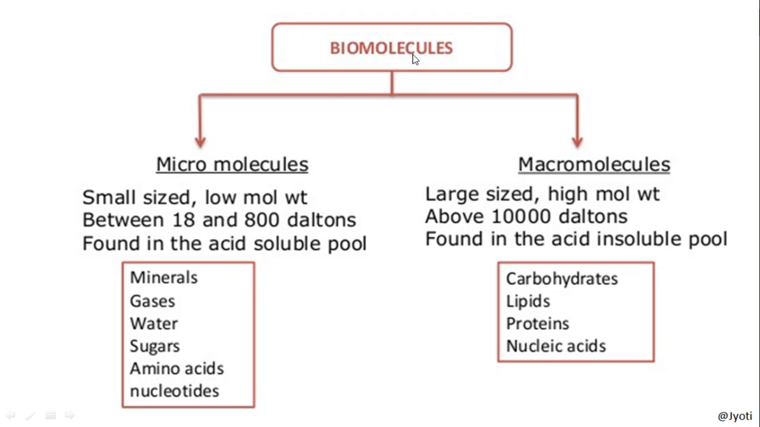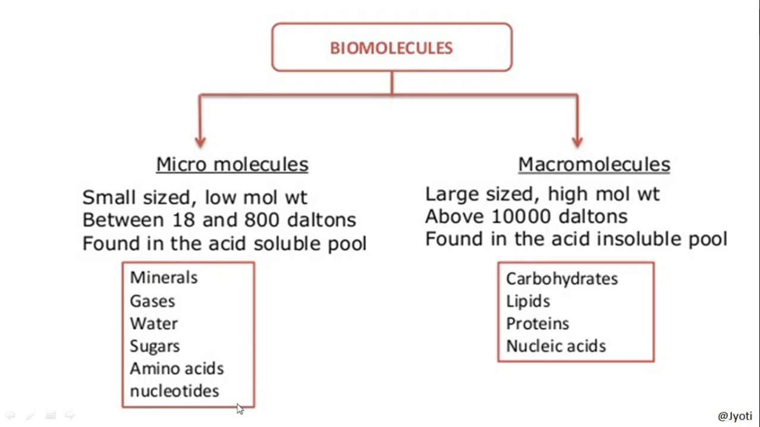So the biomolecules are of two types, that is micromolecules and macromolecules. Okay. So what are the micromolecules? The micromolecules are the small sized molecules which are having low molecular weight, and their weight is between 18 and 800 daltons, and which are found in the acid soluble pool. Okay. So in the acid soluble pool, that is the first process of analysis of chemical composition which I described. In the filtrate, we will be getting the low molecular weight molecules whose molecular weight is maximum up to 800 Dalton. So what are those molecules? They are minerals, gases, water, sugars, amino acids and nucleotides.